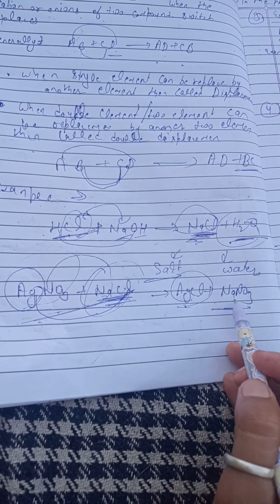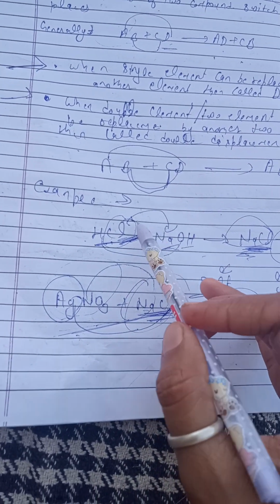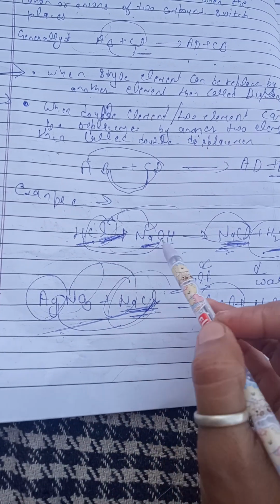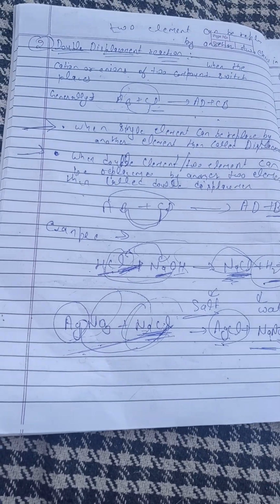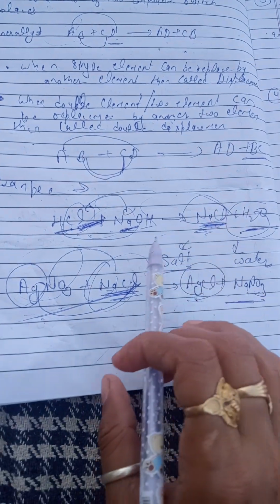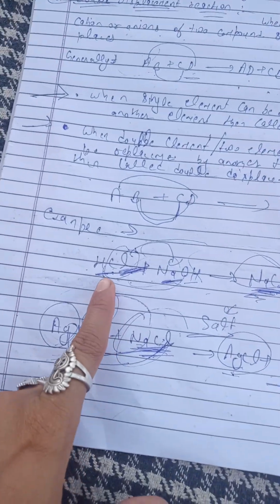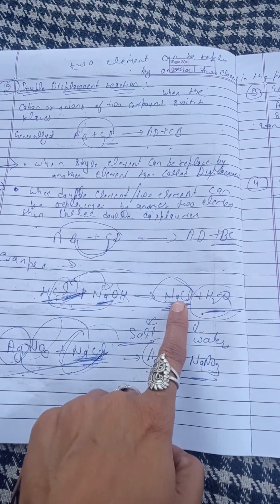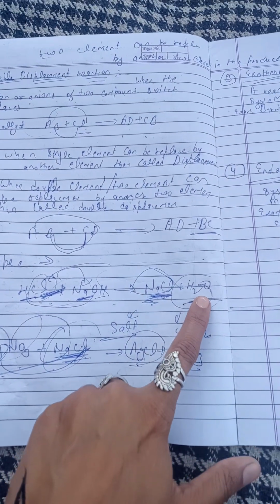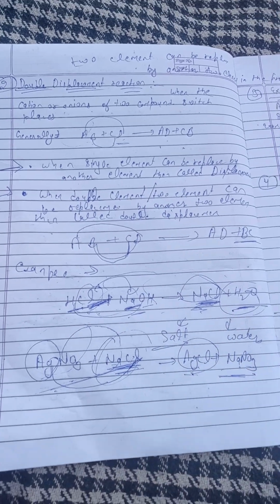So we can say that one cation combines with the other anion, and the other cation combines with the other anion. Both elements are replaced by other elements. One element combines with the sodium and the other element combines with the hydrogen. So we can say that both elements combine with the other elements.